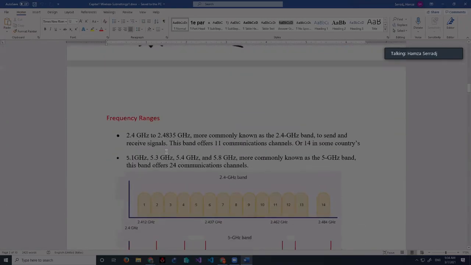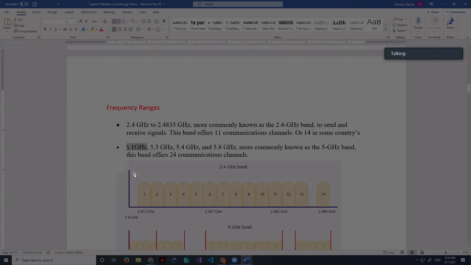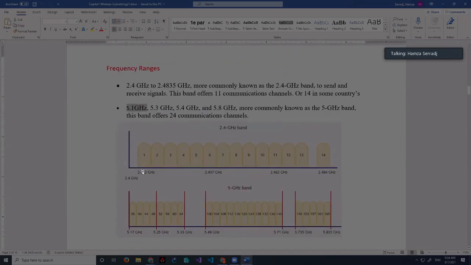The frequency range that we use in our Wi-Fi, we use the 2.4, we use the 5.1. The 2.4 is exactly starting from 2.412 gigahertz and going till 2.484 gigahertz. And in here, they split it into 11 channels in almost all the countries. Others, they use till 14 channels, right? But usually it's 11 channels.